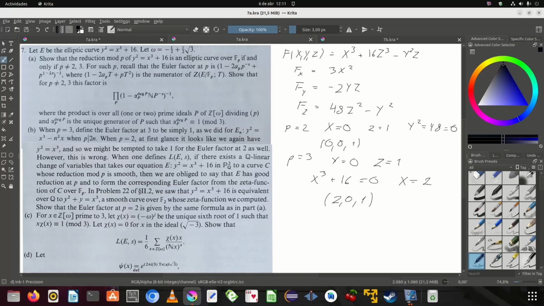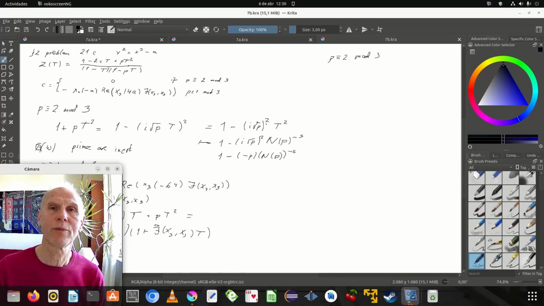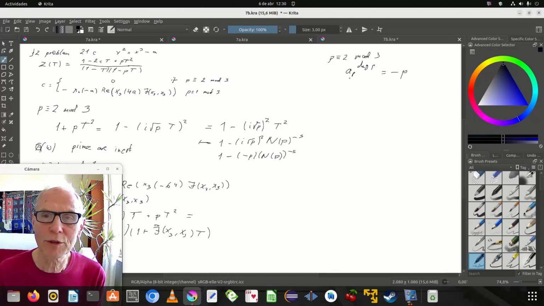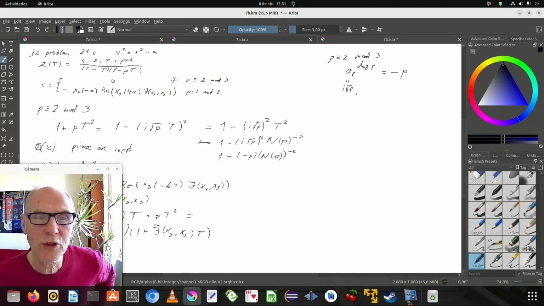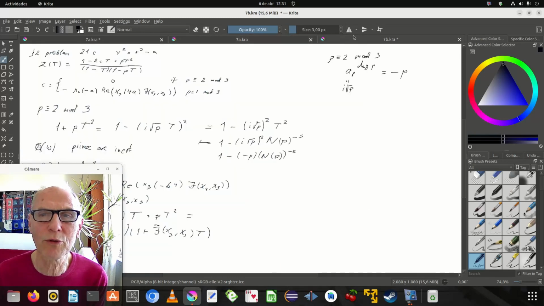Yes, I'm just confused again over the same thing. So I really need to be quite sure about this before I continue. Well, it was just confusion. In this case, we have alpha p to degree of p equals minus p, because alpha p was i square root p. And we must show that this guy is the unique generator of p, such that it's equivalent to 1 modulo 3.